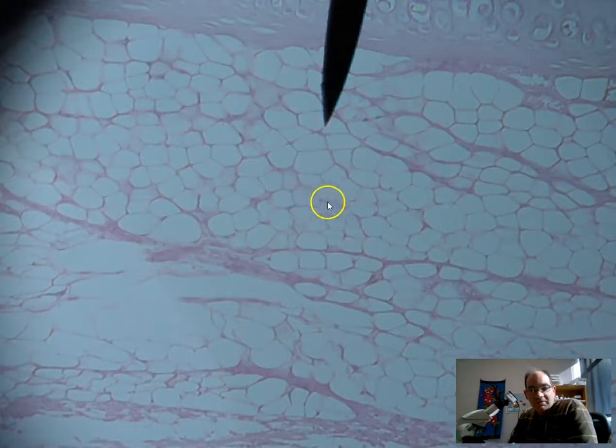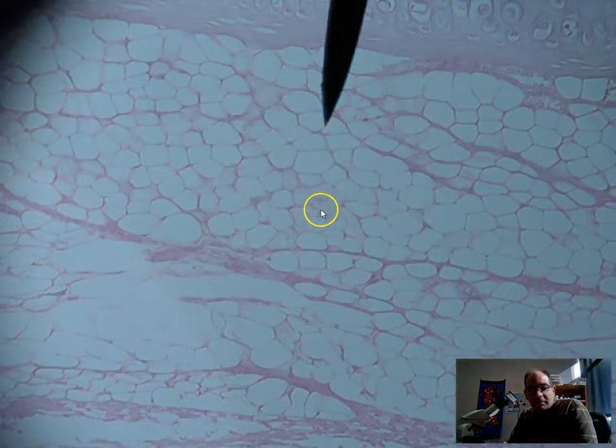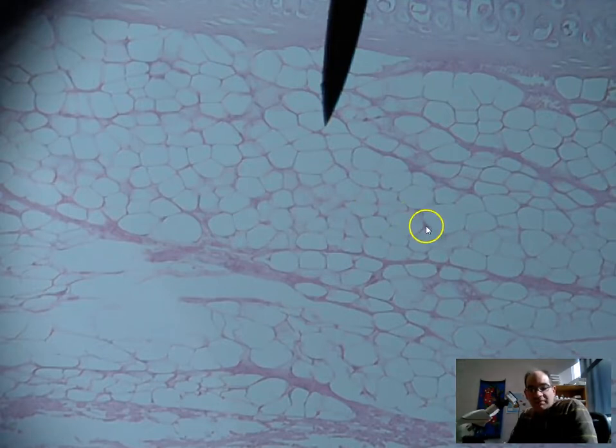And so you can't really see too many nuclei in here. There might be one right there, but they are always pushed to the side. And so you have this very tight fitting arrangement of cells. Don't misidentify this as simple squamous, because in simple squamous, although the cells fit together like they do here, you can see the nuclei very clearly.